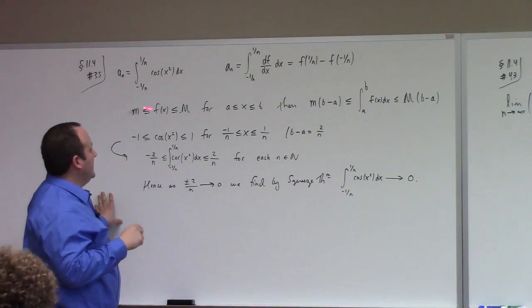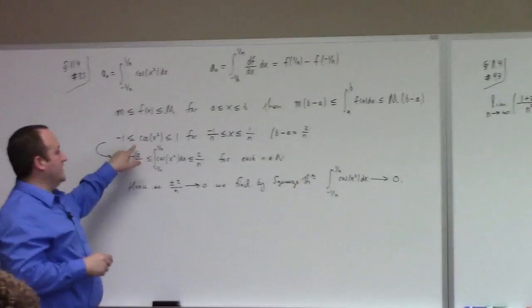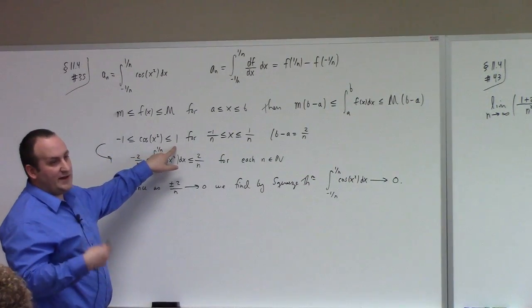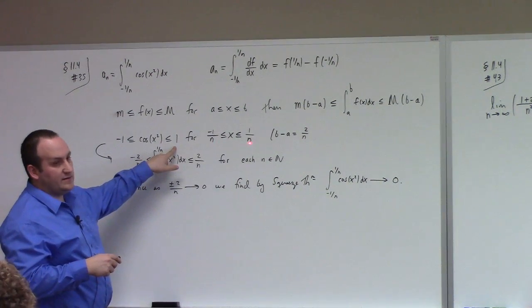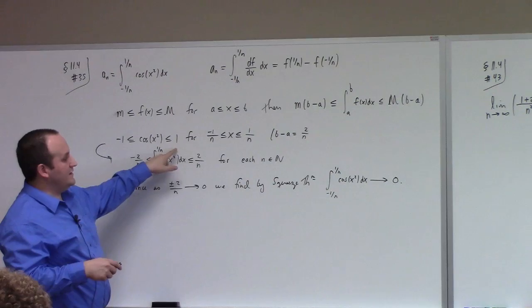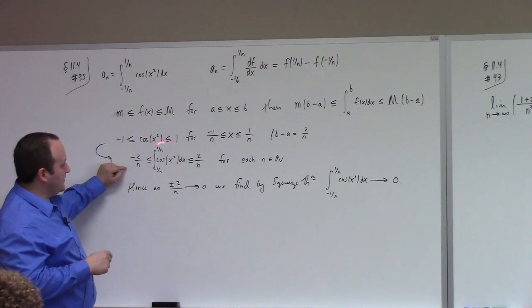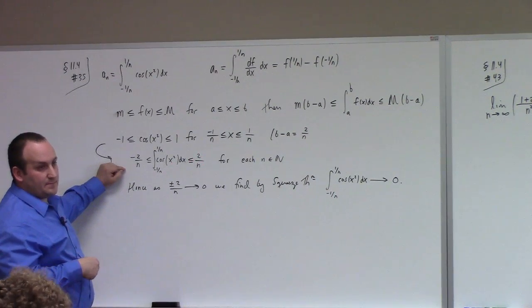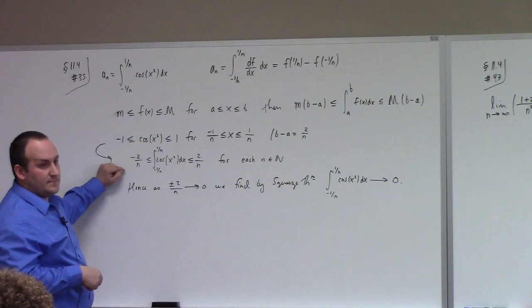So I just apply this property of definite integrals to the function under consideration. Of course, minus 1 is less than cosine is less than 1 anywhere. It's certainly also true between minus 1 over n and 1 over n. In this case, b minus a is 2 over n. So I get minus 2 over n is less than or equal to the sequence I'm interested in, which is less than or equal to 2 over n, and then I just use the squeeze theorem. That gives me a justification for why it's 0.